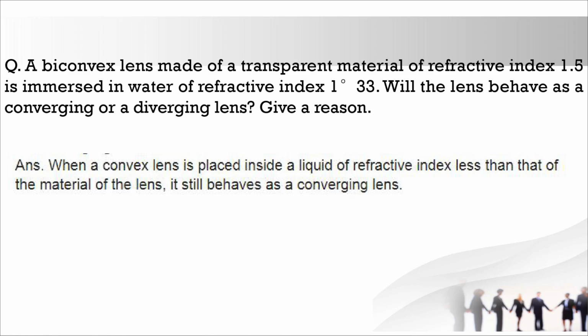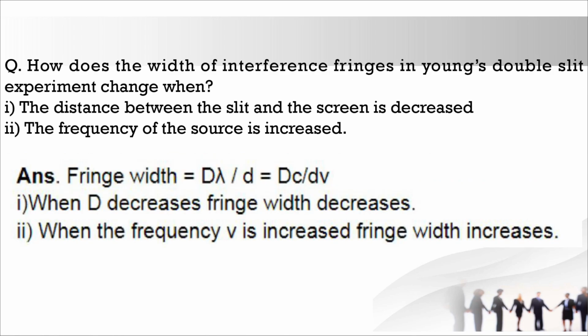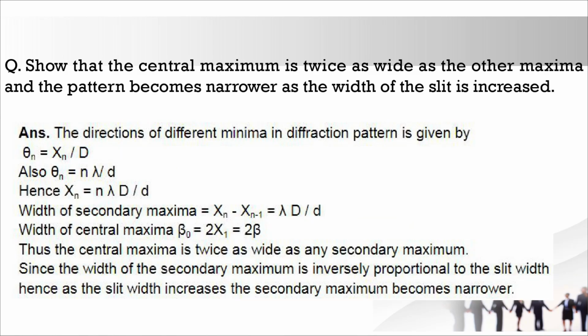Give a reason. How does the width of interference fringes in Young's double slit experiment change when the distance between the slit and screen is decreased, or the frequency of the source is increased? Show that the central maximum is twice as wide as other maxima, and the pattern becomes narrower as the width of the slit is increased.